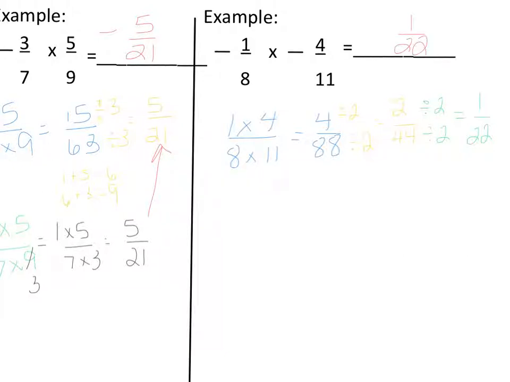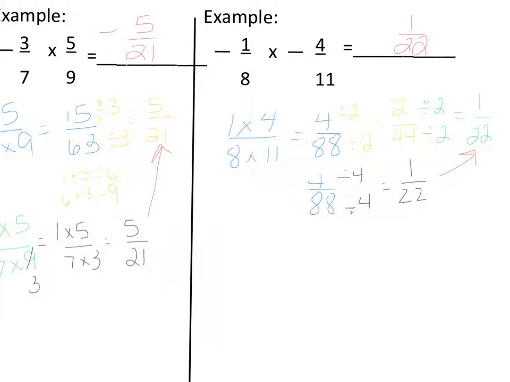Now to determine if it's positive or negative, we look at the signs. 1/8 is negative, 4/11 is negative. Both fractions are negative, therefore our answer is going to be positive. Notice that 4 over 88 also could have been simplified by 4, because 4 goes into 4 one time and 4 goes into 88 22 times. And there we have that answer.